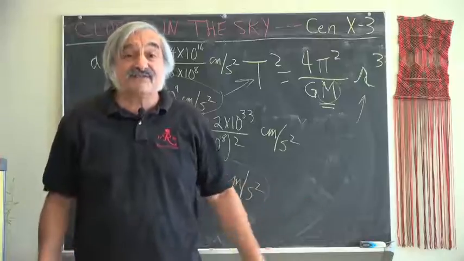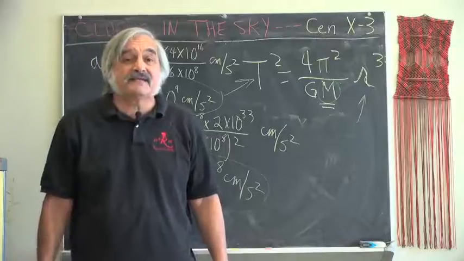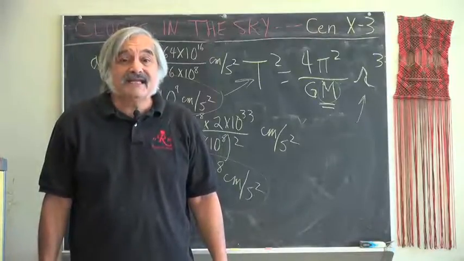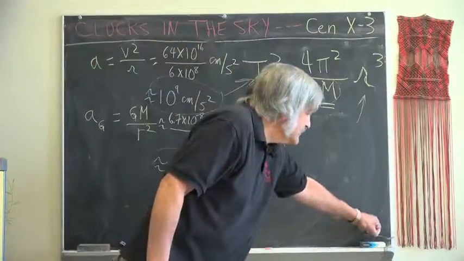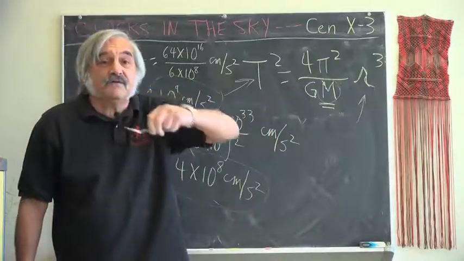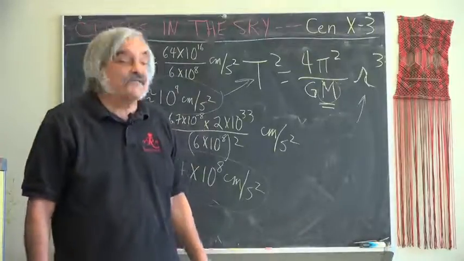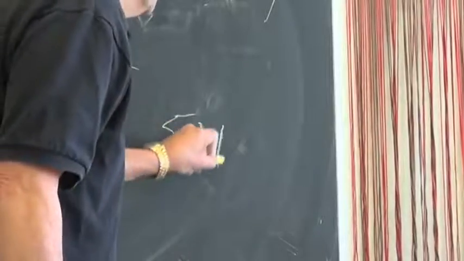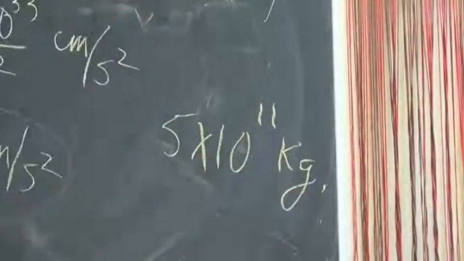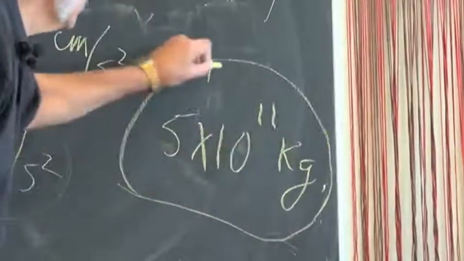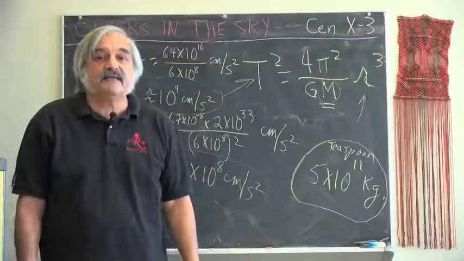But wasn't this preposterous? Nuclear densities without the support of the vast empty space between it and the electrons would mean that a teaspoonful of this star, remember our teaspoon? Remember our white dwarf? A teaspoonful of this star would weigh about 5 times 10 to the 11 kilograms. This is just a number. What does it mean? It's a big number.